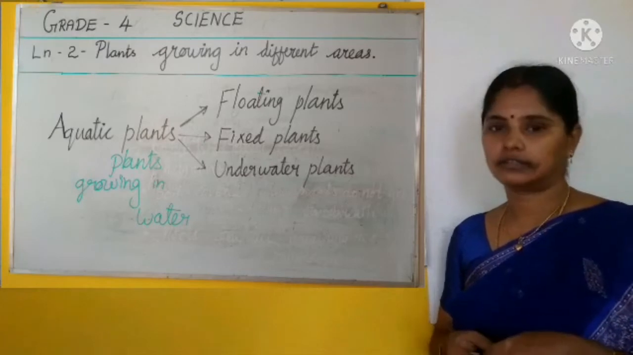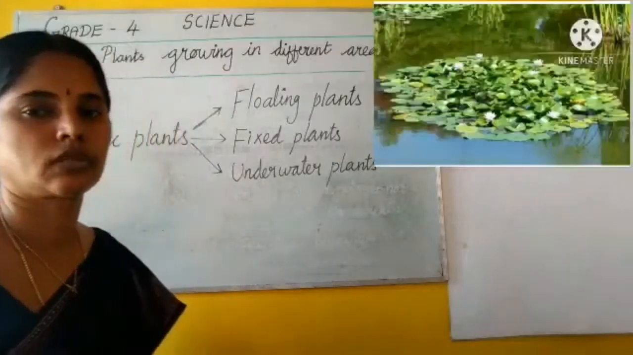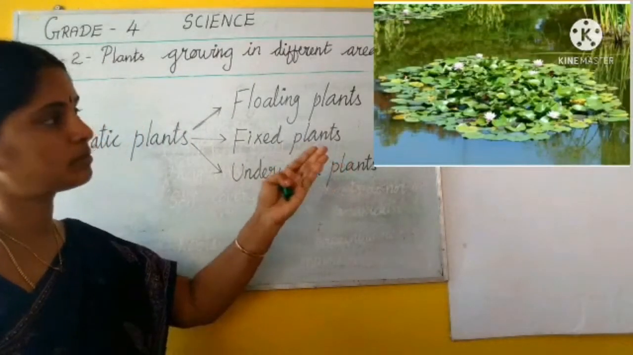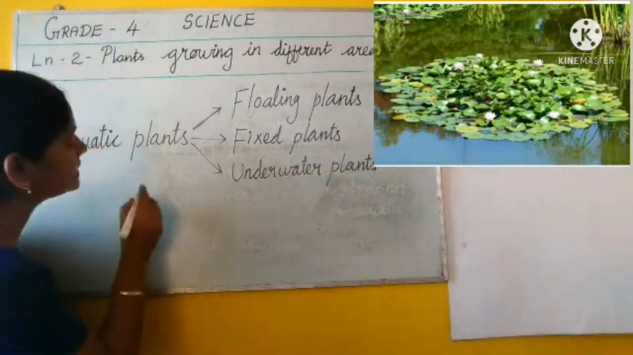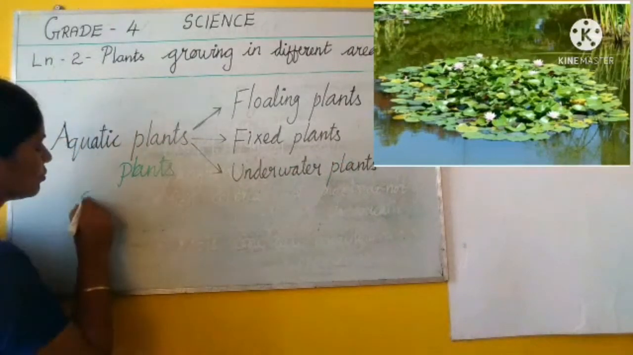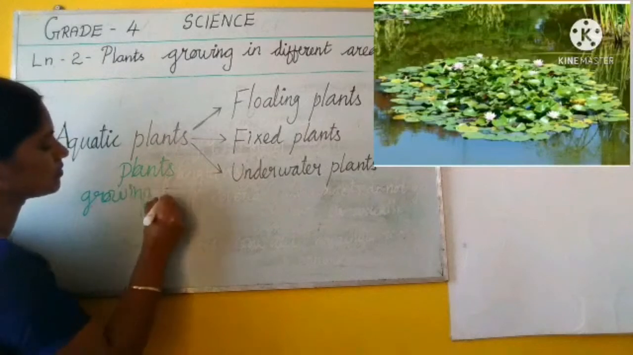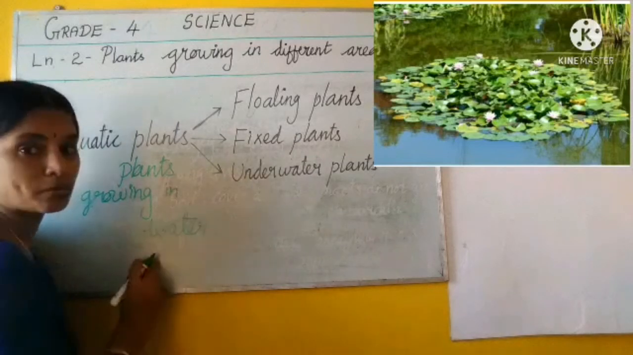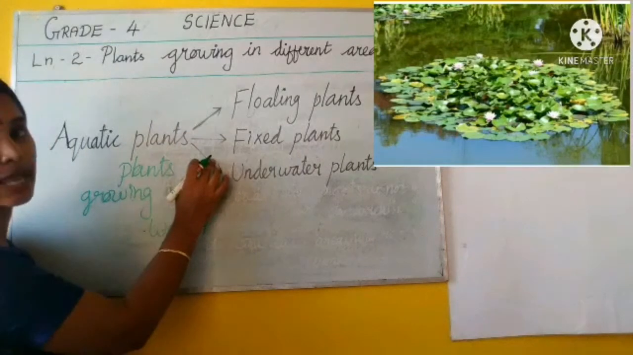There are 3 different kinds of aquatic plants. Aquatic plants means what? Look at the picture. Plants growing in water. What is meant by aquatic plants? Plants growing in where? Water. So, plants growing in water are called aquatic plants.